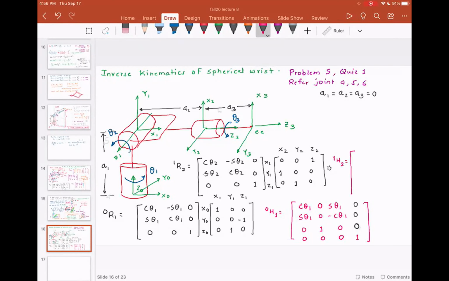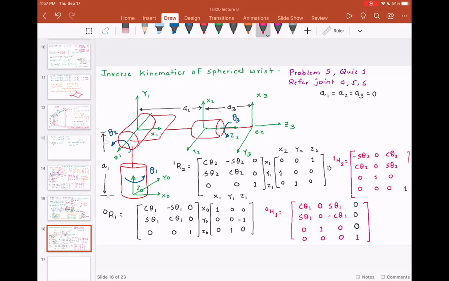And this is going to be again a 4 by 4 matrix. First row, first column, that gives me minus sine theta 2. First row, second column, that gives me 0. First row, third column, that gives me cosine theta 2. Second row, first column, cosine theta 2. Second row, second column, 0. Second row, third column, sine theta 2. Third row, first column, 0. Third row, second column, 1. Third row, third column, 0. Again, 0, 0, 0. I'm going to have 1 here.